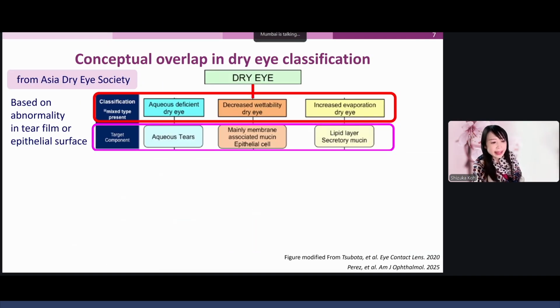ADES categorizes dry eye into 3 types: aqueous deficient dry eye, decreased wettability dry eye, and increased evaporation dry eye, based on abnormality in tear film or epithelial surface. In aqueous deficient dry eye, the target component is aqueous. In decreased wettability dry eye, the target component is membrane-associated mucin. In increased evaporation dry eye, the target component is lipid.